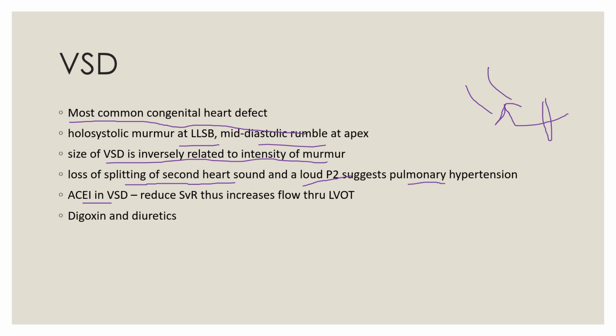In VSD, an ACE inhibitor can have an effect because it can reduce the systemic vascular resistance and then increase the flow through the LVOT, the left ventricular outflow tract, because usually the major blood is coming through the defect and going to the pulmonary artery. So if you're giving an ACE inhibitor, it reduces the systemic vascular resistance, so you can increase the flow through the left ventricular outflow tract. Digoxin and diuretics also have a role.